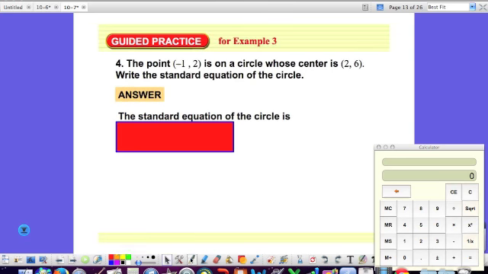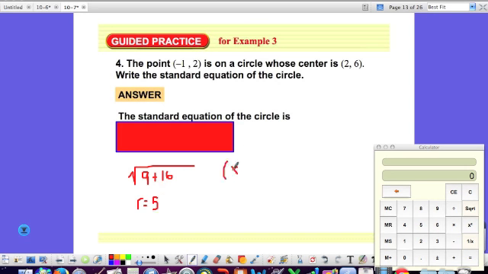And we have another problem. The point (-1, 2) is on the circle, standard equation. So first I'm going to find the radius. -1 minus 2 is -3, squared is 9. 2 minus 6 is -4, squared is 16. 9 plus 16 is 25. So the radius equals 5.